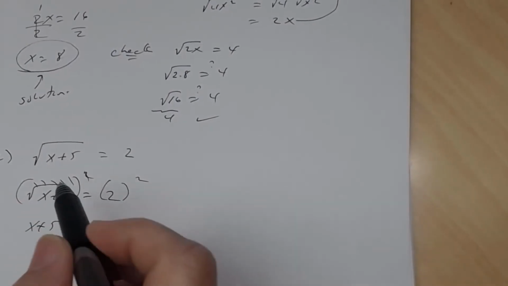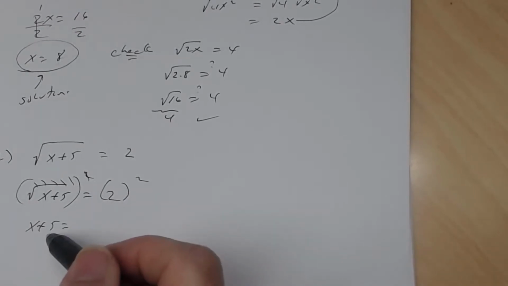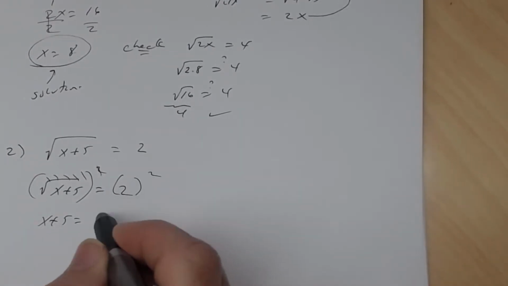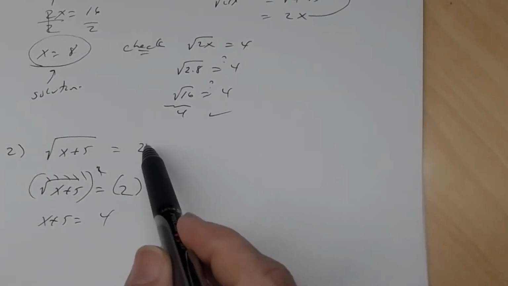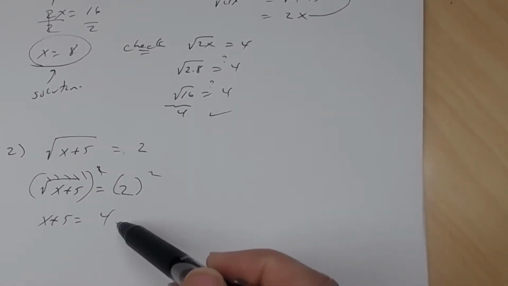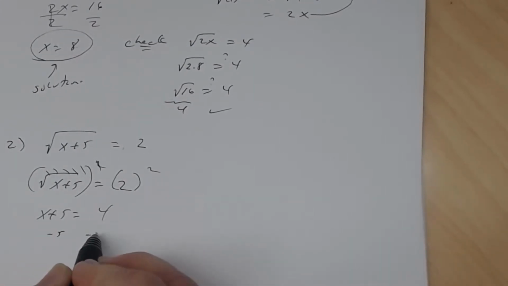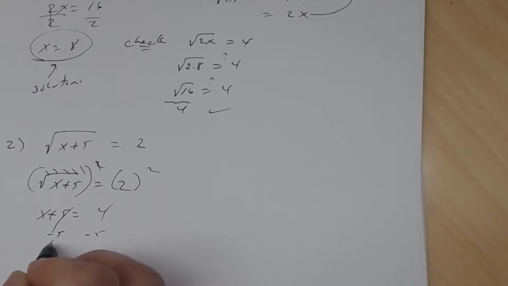Remember, you're simplifying each side now. This side simplified is just x plus 5. This side simplified is 4. And so again, notice I went from this radical equation to a linear equation. Step 3 is to solve this linear equation. I'm going to subtract 5 from both sides, and so I get x to be -1.